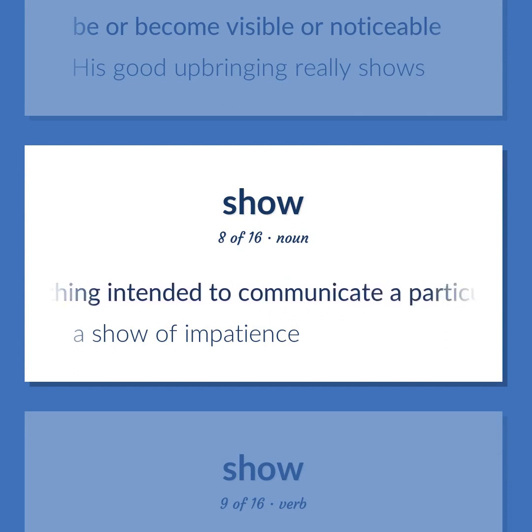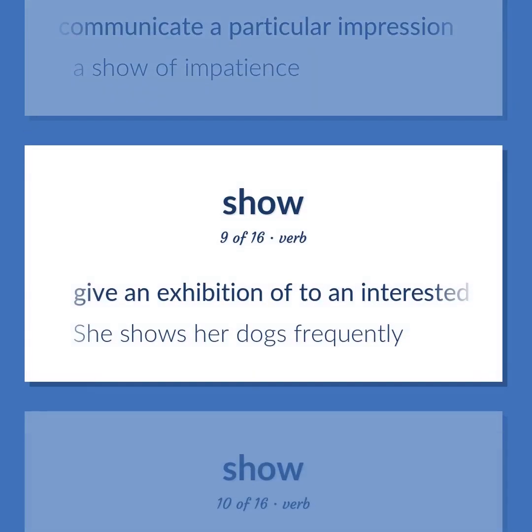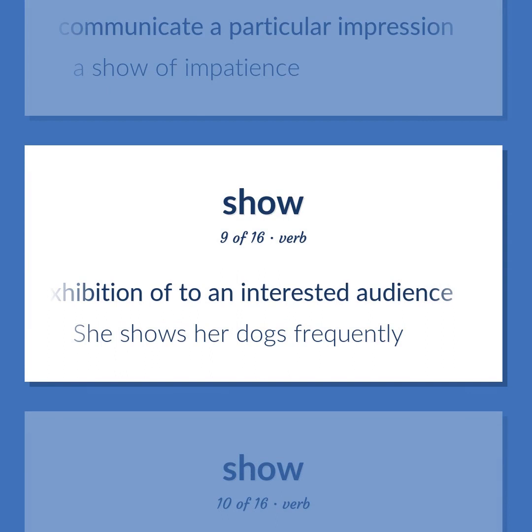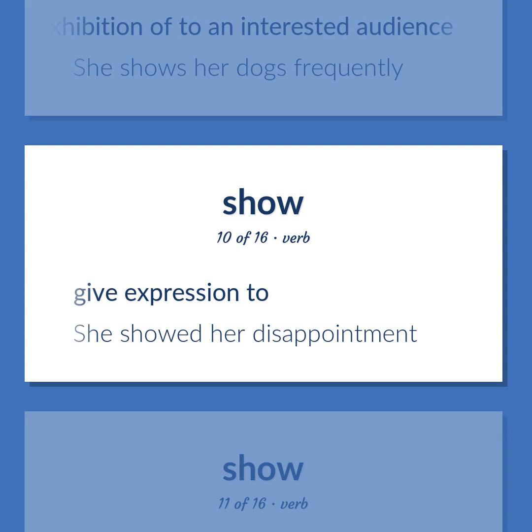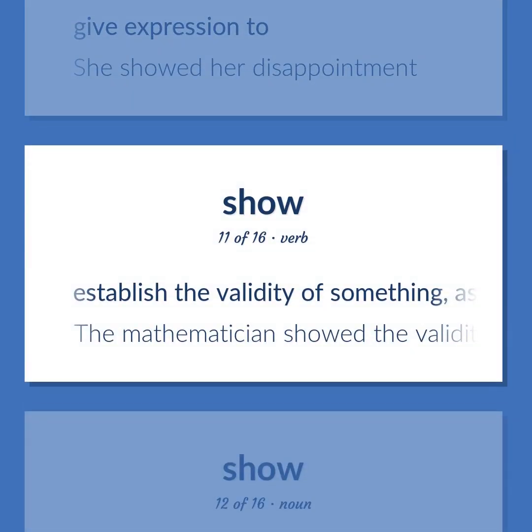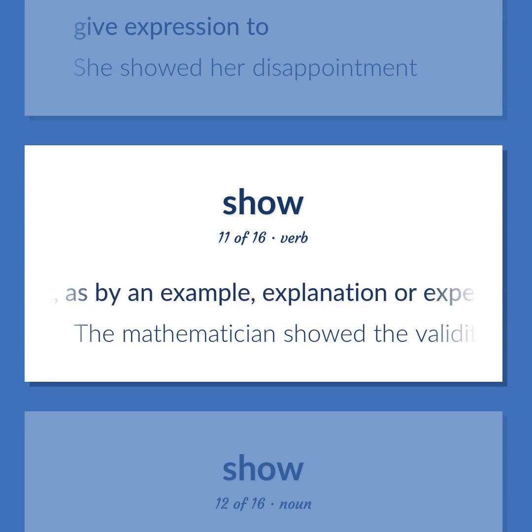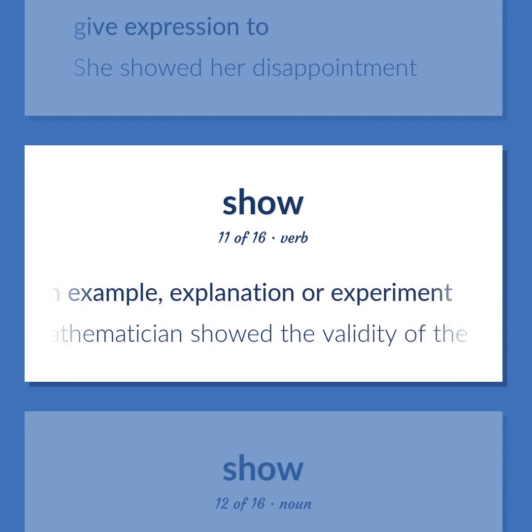Something intended to communicate a particular impression. A show of impatience. Give an exhibition of to an interested audience. She shows her dogs frequently. Give expression to. She showed her disappointment. Establish the validity of something, as by an example, explanation or experiment. The mathematician showed the validity of the conjecture.